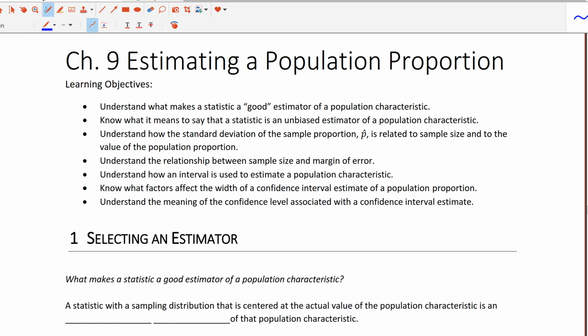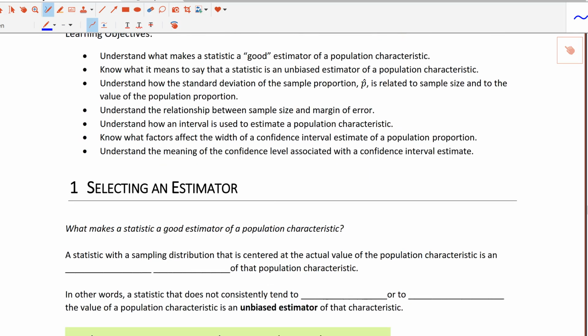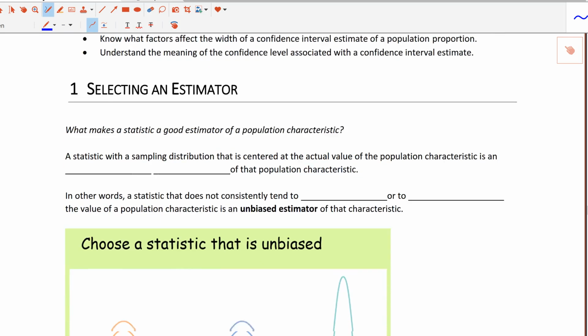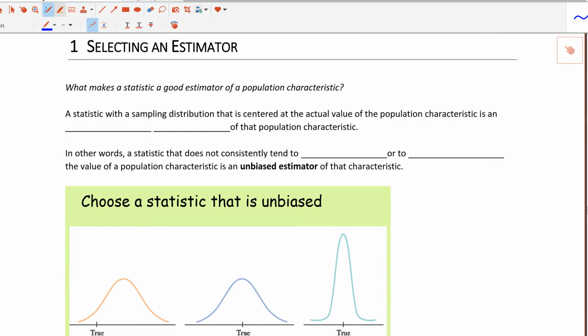Then we're going to find our margin of error and look at the relationship between sample size and that also, and maybe look at how we use an interval to estimate a population characteristic. A little bit of this we did in Chapter 8, and we're really going to talk about how it works in Chapter 9 and actually create a confidence interval, and a confidence level associated with that confidence interval. So the first thing that we need to ask ourselves is, what makes a statistic a good estimator?